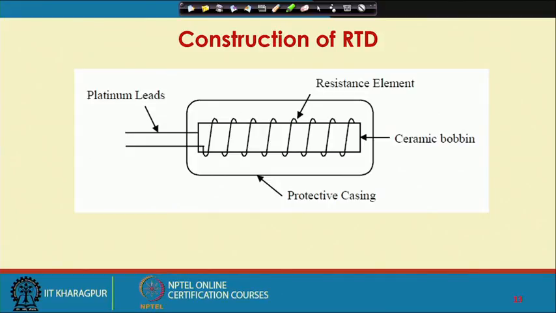So, this is another schematic. You have the platinum wire which is wound around the ceramic bobbin and then put inside a protective casing. So, the platinum leads are here and they will be connected to the Wheatstone bridge for measurement of change in resistance, which will be related to temperature.